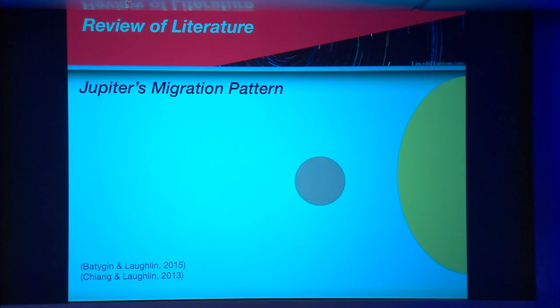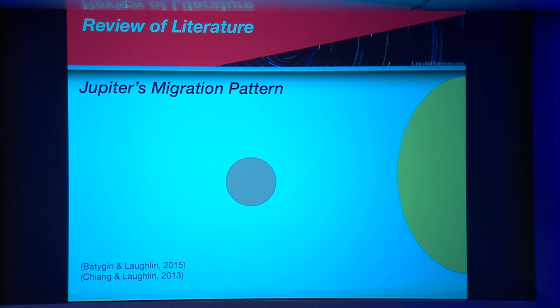inwardly. At some point during this inward migration, the formation of Saturn, another gas giant planet, resulted in the creation of a mean motion resonance between the two planets. This has the effect of reversing Jupiter's migration direction, so it is now migrating outward.